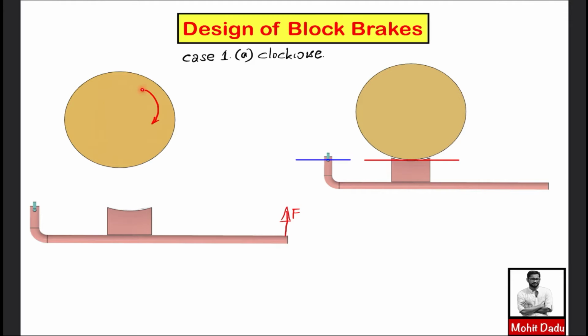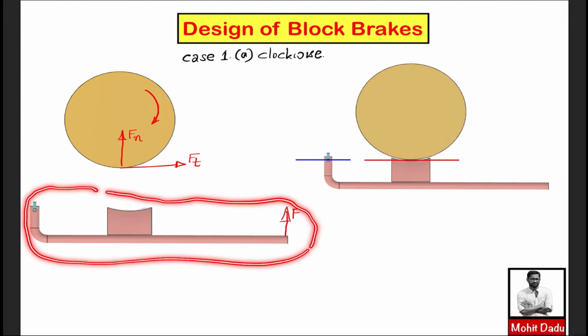If you observe here, the drum is rotating in the clockwise direction, so the motion is towards the left in this direction. At this frictional contact surface, the frictional force will be opposite to the motion. So for this rotating drum element, you can represent the tangential frictional force in this direction and the normal force will come in this direction. This is Fn, but we need the free body diagram of this lever because the external force F is applied on this lever.